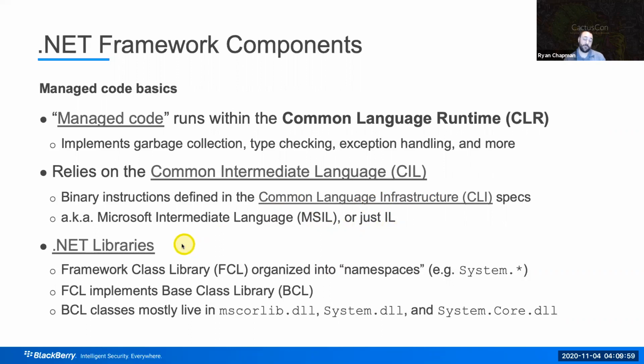.NET also comes with a whole bunch of fun libraries. So you've got the Framework Class Library, the FCL, that's organized into namespaces like System dot. Remember that, System dot. You'll see more of that coming up. And then the FCL implements the Base Class Library, or the BCL.